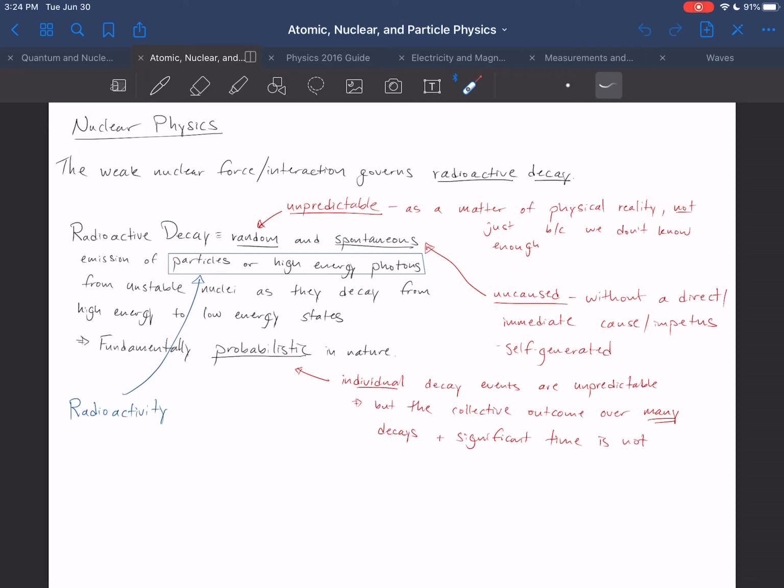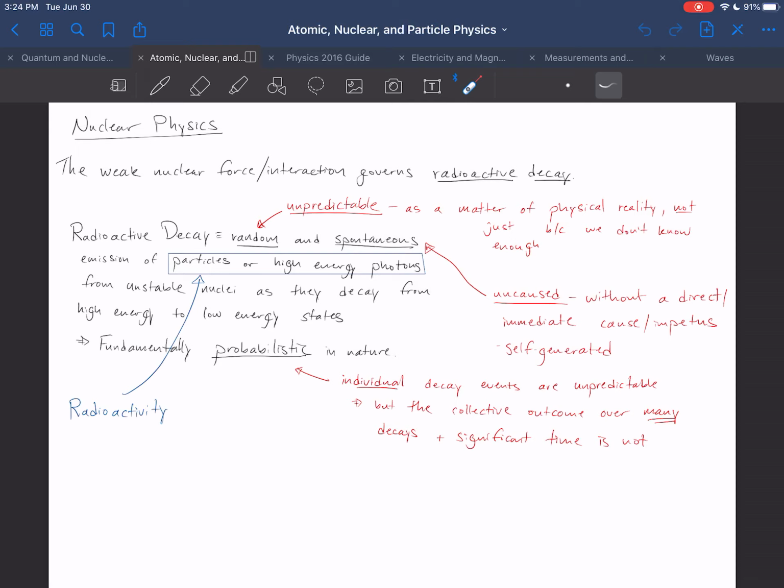Radioactive decay is defined as the random and spontaneous emission of particles or high-energy photons from unstable nuclei as they decay from high-energy to low-energy states. Now, there is a lot going on in here, okay? A lot going on in there that we're going to need to discuss and explain over time. So we'll take it bit by bit.